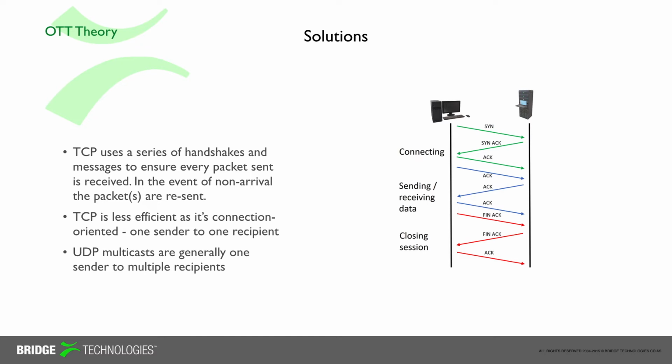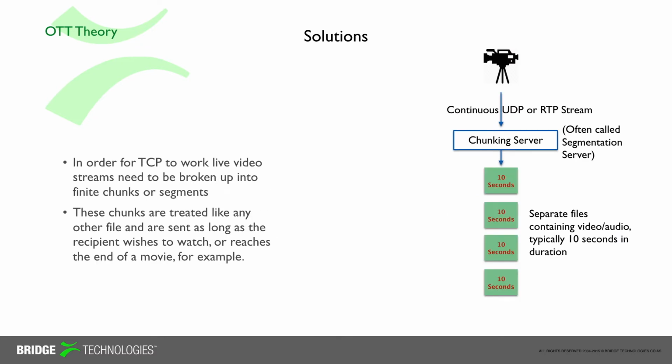So live video is not a file. It doesn't have a beginning, or it does have a beginning, but it doesn't have an end. So we need to break up live TV into sections or chunks or segments. And then these segments, in the picture you can see they're 10-second sets, just a file with a beginning and an end. So we send that file as we would send an email or a download of a music file or any other data file.